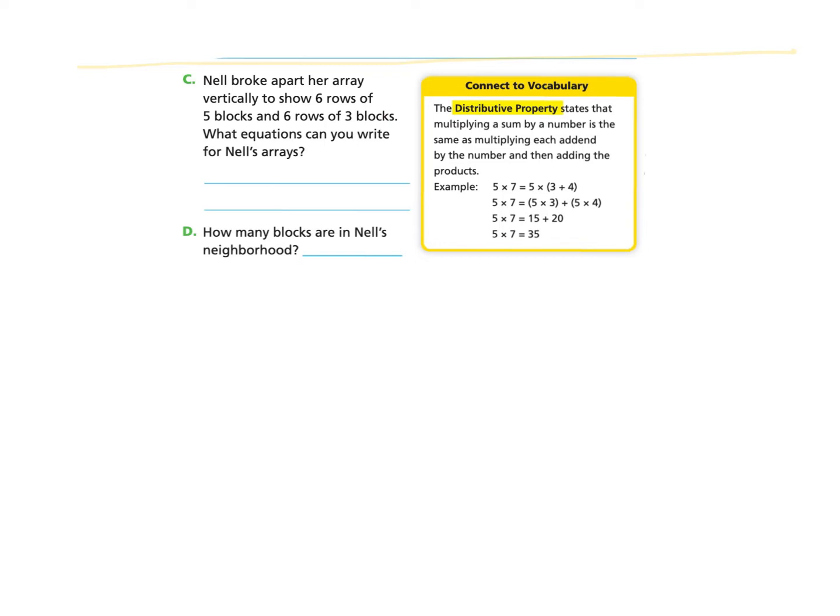Nell broke apart her array to show 6 rows of 5 blocks and 6 rows of 3 blocks. What equations can you write for Nell's array? If you would like to pause and try this yourself and come back, you're welcome to do that. So we're going to look at this first information that says 6 rows of 5 blocks. And so we're going to write that out. There are 6 rows, and in each row there are 5 blocks. And so we know that 6 times 5 makes the product 30. So that's one fact, an equation that we can write.